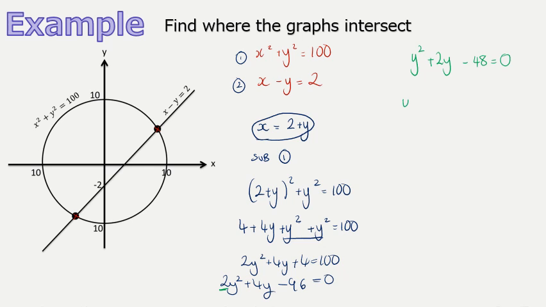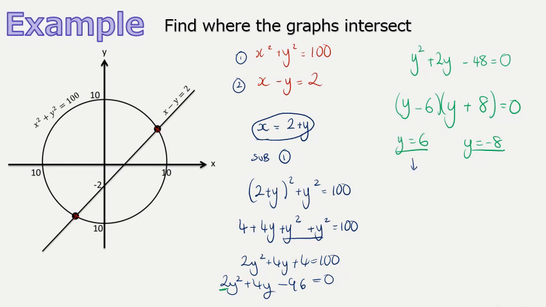Continue by factorising, trying to find the values of y that multiply together to get minus 48 and add together to get 2. It's going to be 8 and 6, and I need the 8 to be plus and the 6 to be minus in order to make plus 2y. That gives me a value of y is 6, or y is minus 8, and we find the corresponding x values.